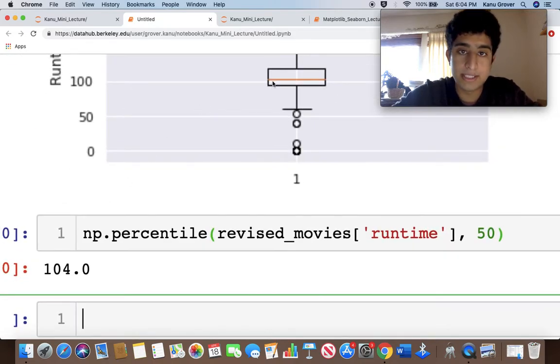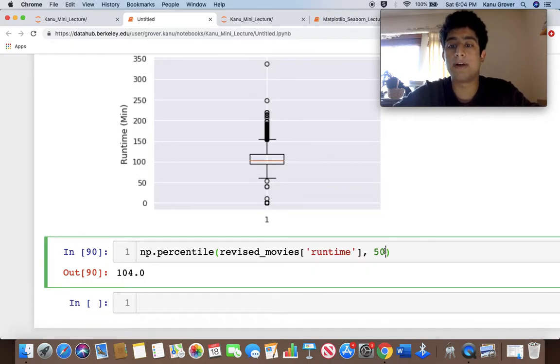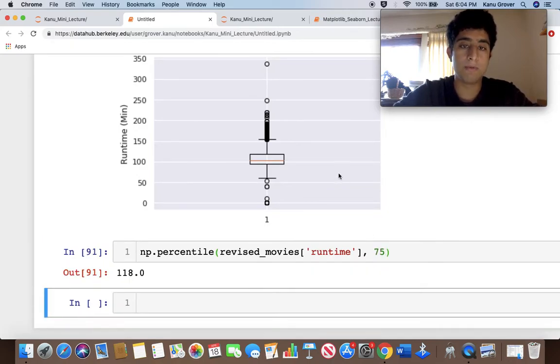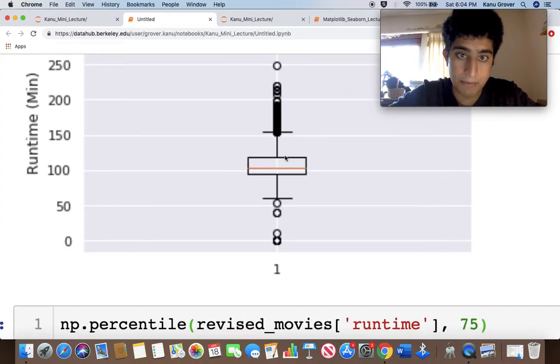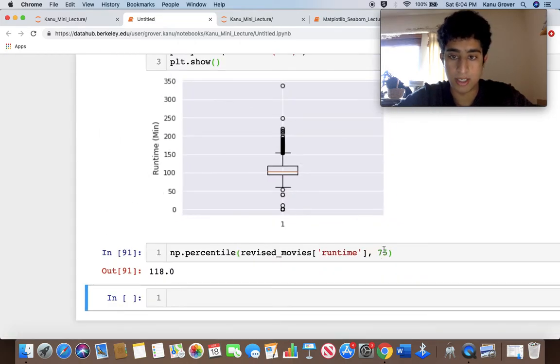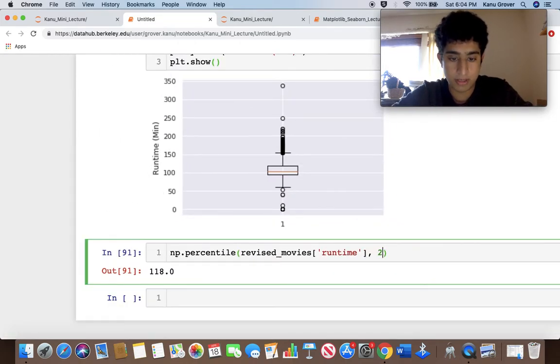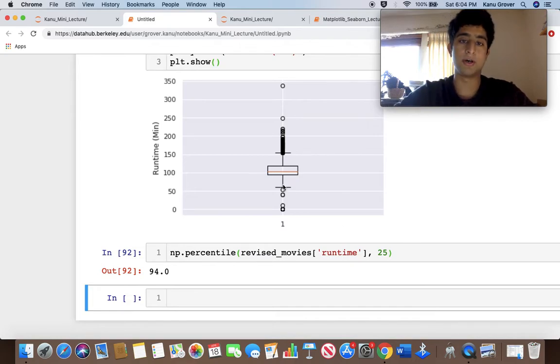As you guys can see, this orange line right here, which I said was the 50th percentile, looks awfully close to 104. Say we wanted to find the 75th percentile. That would be 118, which is represented by the upper length of the rectangle. And the 25th percentile, I would estimate is about 95 or so. But let's just check that out. 94, perfect. So that's a little bit of how you would find the percentile.